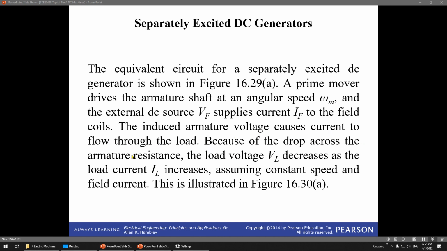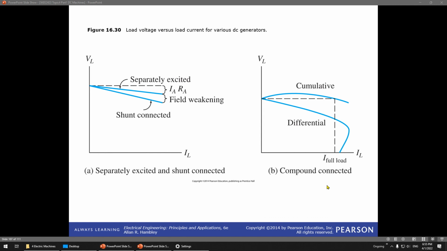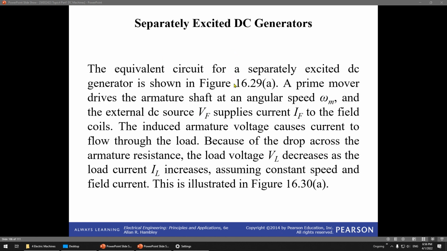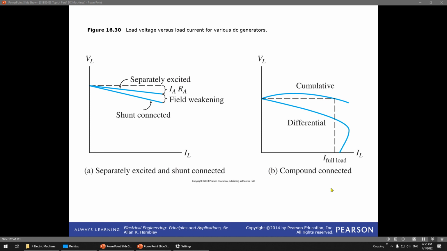Because of the voltage drop across the armature resistance, the VL decreases as the load current IL increases. Assume constant speed and field current. So when you increase the load, IL increases, and the voltage at the load will reduce due to the voltage drop at RA. When you increase the current, you increase the voltage drop here, so the voltage here will be reduced. This is for the separately excited or shunt connection.